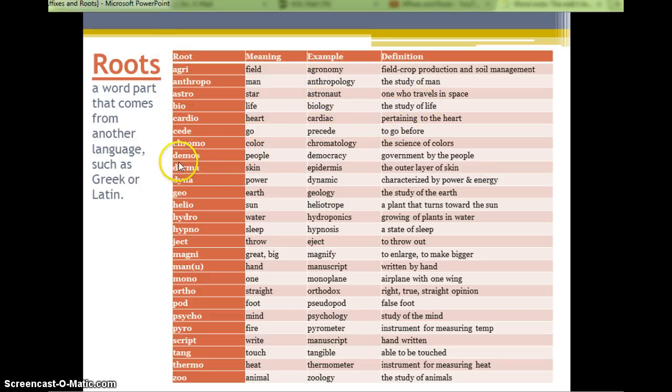Let's come down here to derma. I'm sure all of you have been to a dermatologist, or you know somebody who's gone to a dermatologist. They're called a dermatologist because skin is derma. Okay? Derma is the root word that means skin. So epidermis is the outer layer of skin. A dermatologist is someone who studies skin.